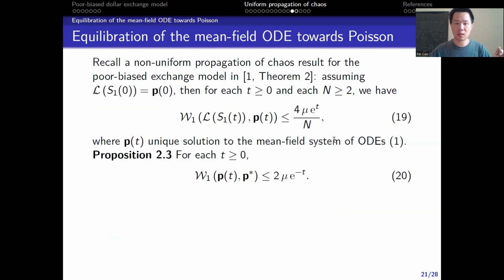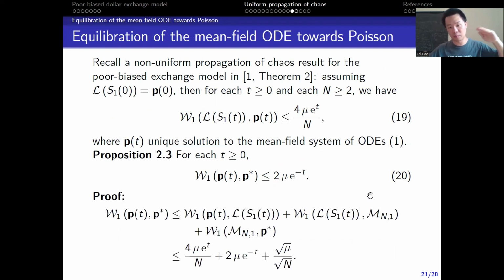Finally, we need the equilibration of the mean field ODE to the Poisson distribution. This is Proposition 2.3, which is purely about deterministic dynamics. You can study the ODE without studying the underlying stochastic process at all. As I said in a previous paper, inequality 20 is based purely on analytical results. This is just the study of an ODE system.